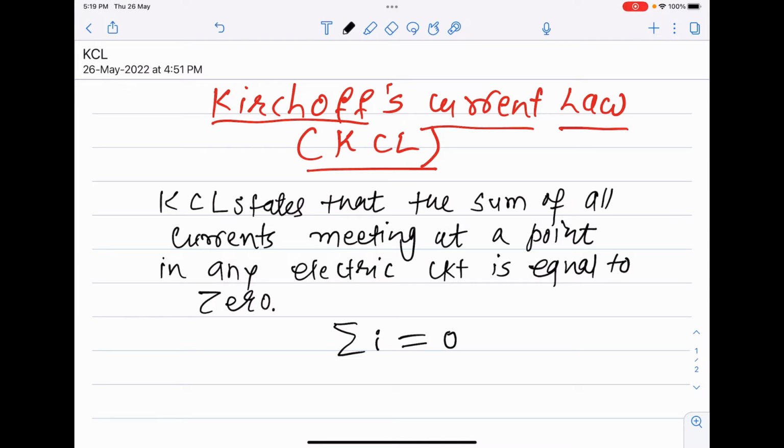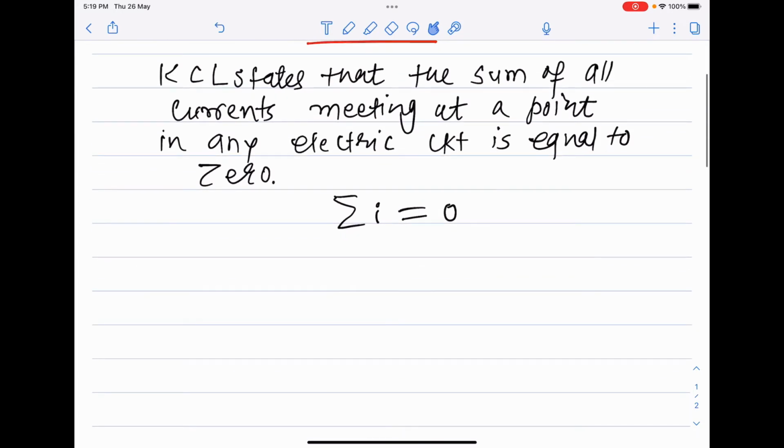So whenever there are different currents flowing through the circuit, and when we consider any particular point in the electric circuit, then the summation of current at that point is equal to 0. It means that the sum of incoming currents is equal to the sum of outgoing currents.